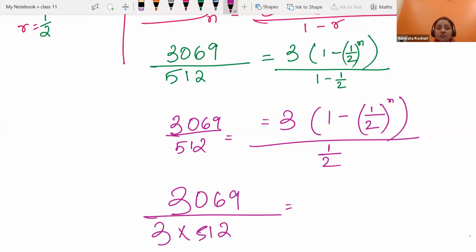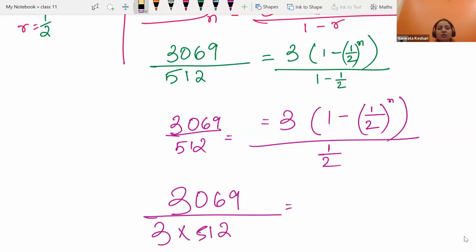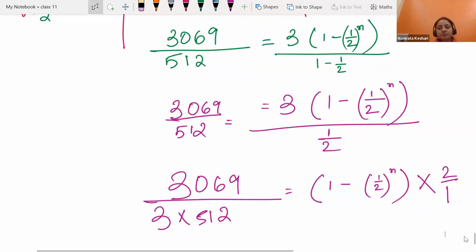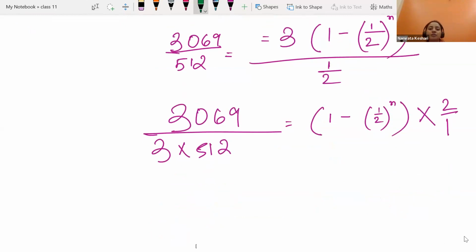And what about this 1 by 2? So let's simplify it. Simplifying means this divided with this. That means we can write the reciprocal, right? We can write 1 minus 1 by 2 to the power n we are having, that multiplied with 2 by 1. Yes or no? Yes, ma'am. We are trying to shift everything on the other side, so just 1 by 2 will remain over here.